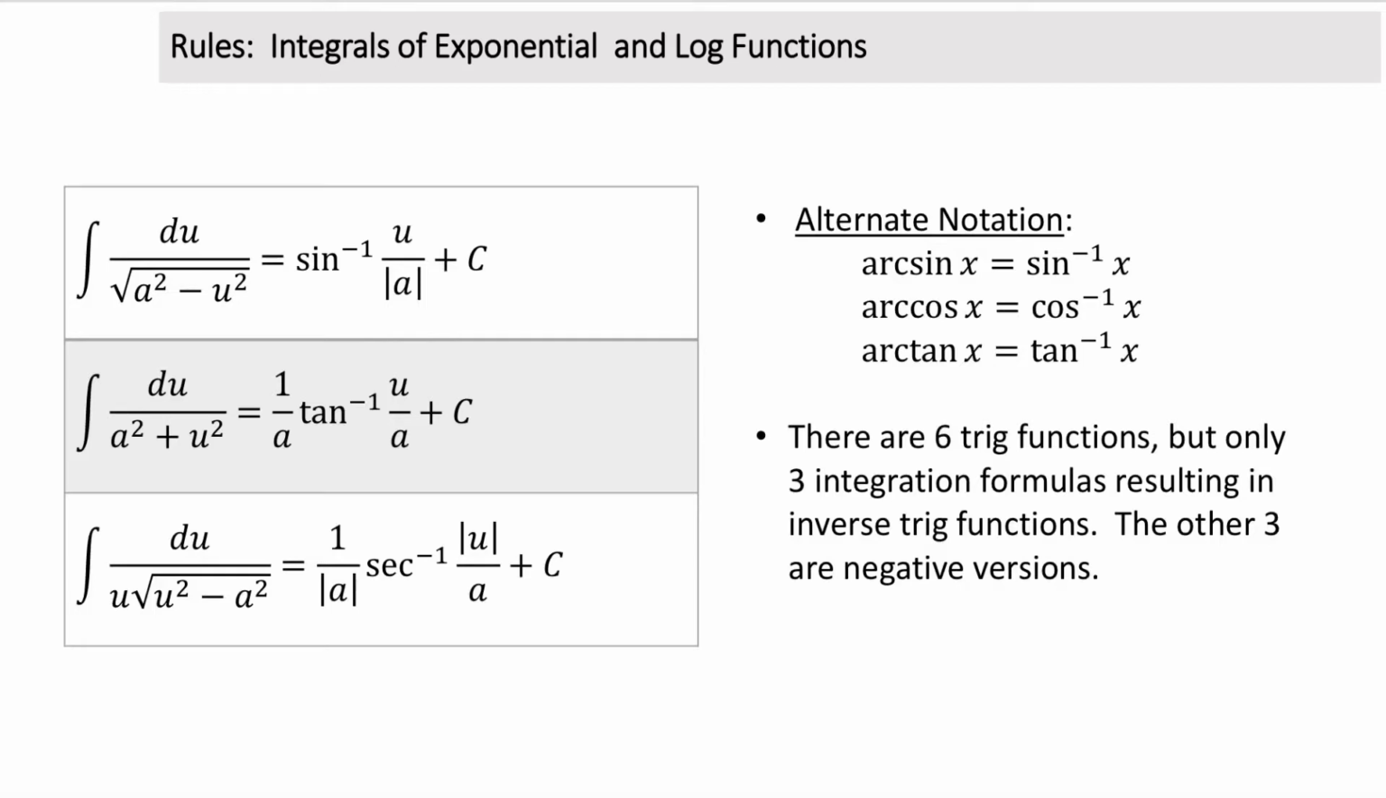The other thing I want to point out is that there are 6 trig functions, as we well know, but there are only 3 integration formulas. The other 3 are just negative versions of these 3, so you really end up with only these 3 showing up. All right? So these are the rules that we're going to be working with.